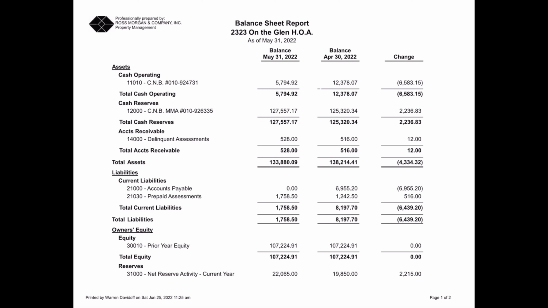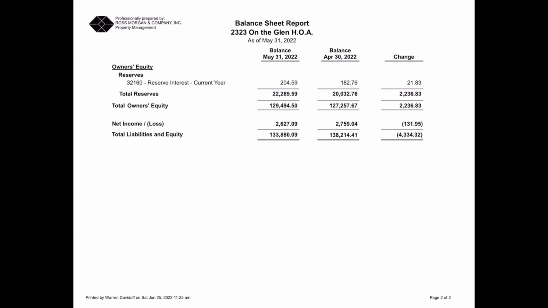Reserve expenses would throw off your budget, right? Because if you had a large expense, let's say you painted or you re-roofed, if you put that into the income statement, that's going to throw off the budget for the year. So where do we record those? We record those here on the balance sheet under net reserve activity for the current year.